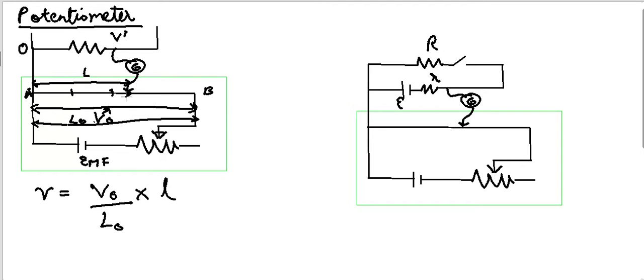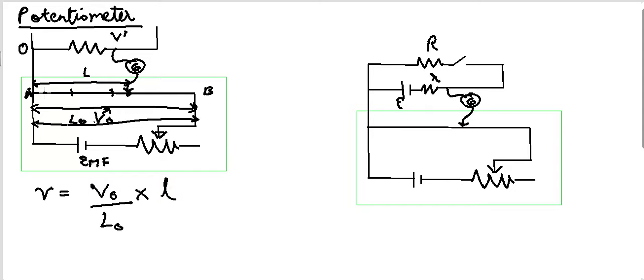Now I will take a galvanometer, connect one end of the galvanometer to the other side of the resistance, and move the jockey to find a point such that no current flows through this galvanometer. Suppose the potential difference across the resistance is V dash. When I take this jockey and move it across, the potential difference is 0 here.